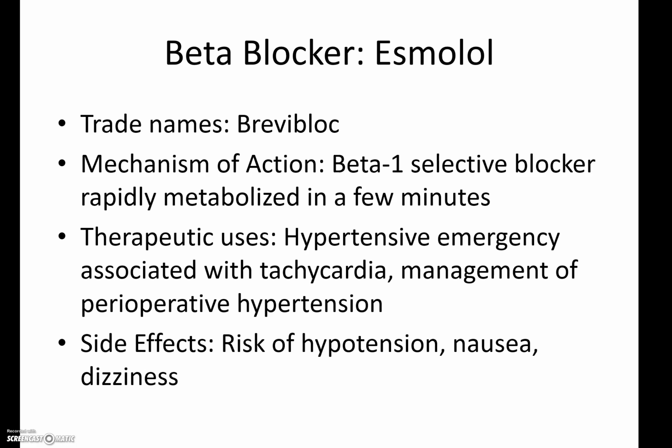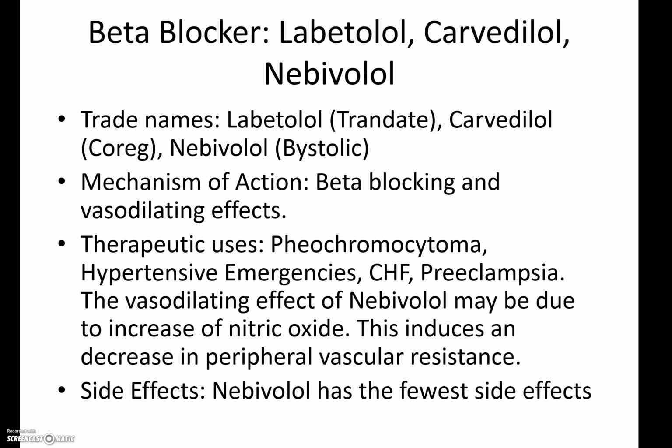Esmolol, otherwise known as Brevibloc, is another selective beta 1 blocker. It is very rapidly metabolized, so it goes through the system very quickly. Typically, you're going to use esmolol in emergent situations like hypertensive emergency or also in management of perioperative hypertension. In addition to the previous beta blocker side effects we've talked about, esmolol also has a risk of hypotension, some nausea, as well as dizziness.